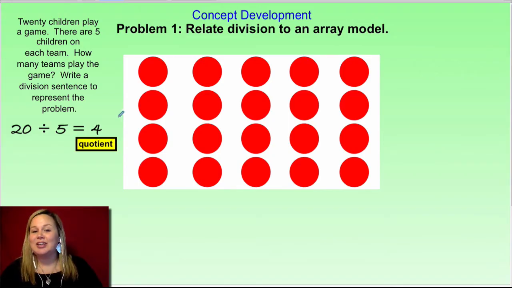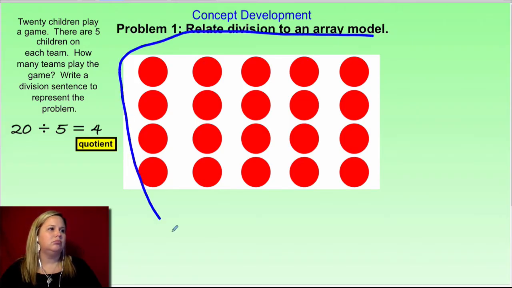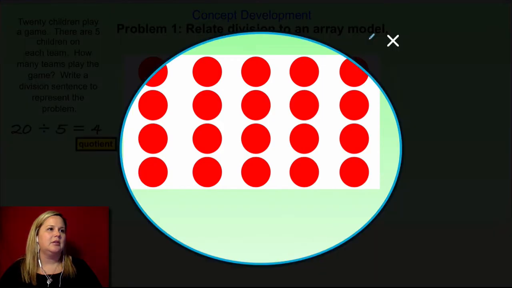So let's dive in and look at this array. Let's analyze what we see. As I'm looking at this array, all together in there, we have 20 red dots. So we can go 1, 2, 3, 4, 5, 6, 7, 8. We'll just double check. 9, 10, 11, 12, 13, 14, 15, 16, 17, 18, 19, 20. Okay, so we have our 20.